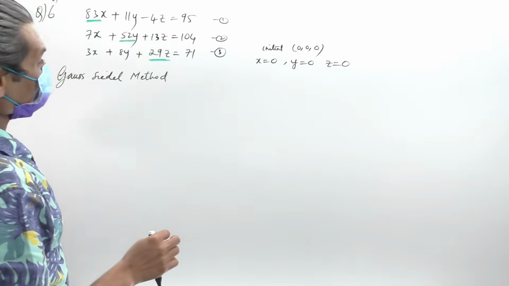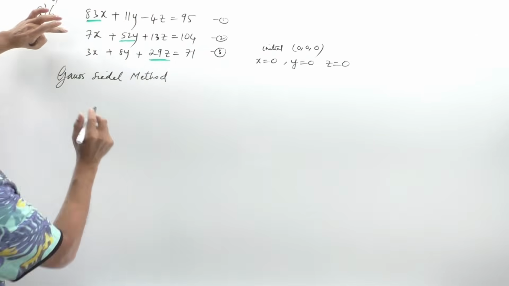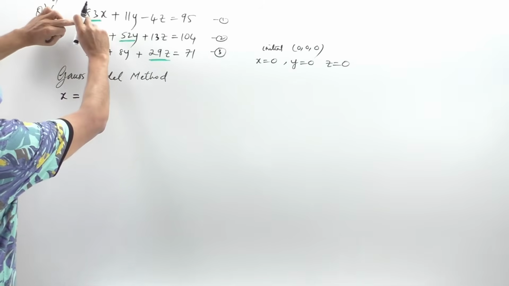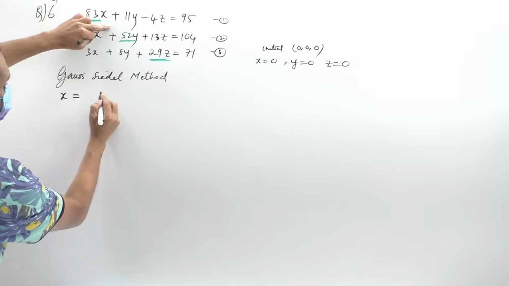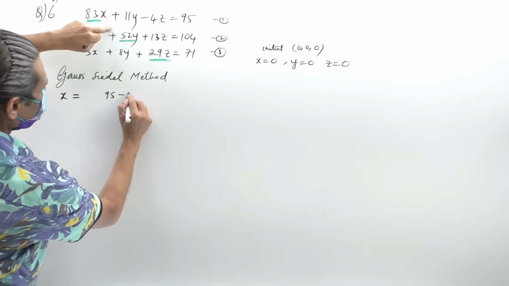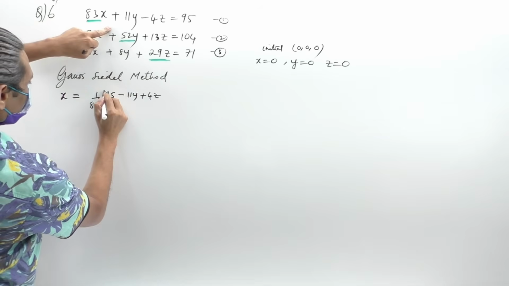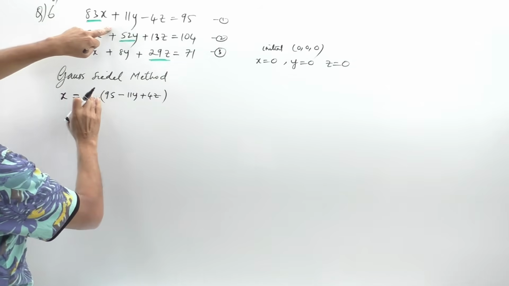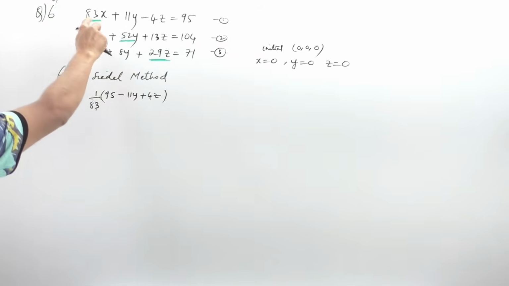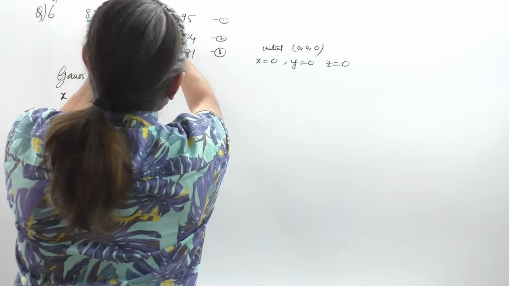Okay. Now once the condition is satisfied, you make an equation. How? First, 83x plus 11y minus 4z is equal to 95. So x will be equal to, tell me what? 83x is this much. So x will be equal to, it's a simple equation. Take all terms this side. So this will be 1 by 83 into 95 minus 11y plus 4z. That's it. Correct? Simple mathematical basics. 1 by 83 into 95 minus 11y, and minus 4z goes that side to become plus.